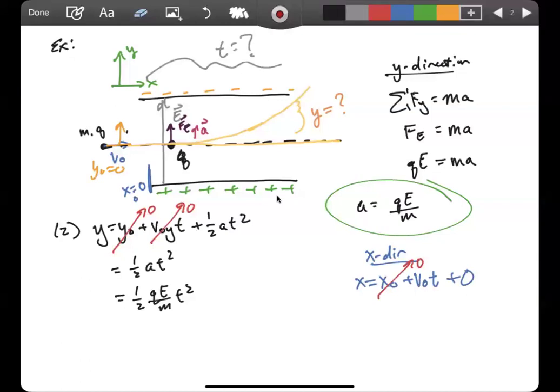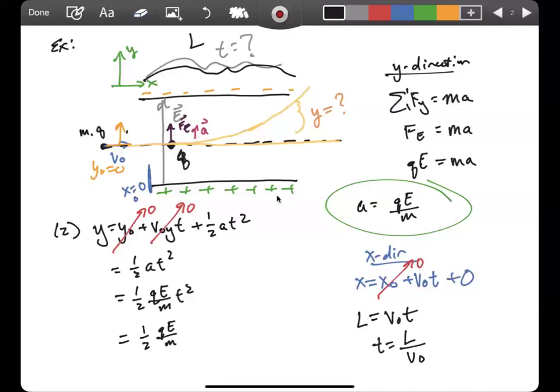So let's say that the length of the plates is this length from here to here, which we're going to call simply capital L. This is the length of my plates, or the length of my sheets. The time it takes to go from one end to the other is simply going to be: L equals V0 times t, which means t is the length divided by V0. So finally, plugging that in, the deflection is going to be 1/2 the charge times the electric field divided by the mass, all times the length divided by the initial velocity, squared. This is the amount of deflection it's going to have in my y direction.